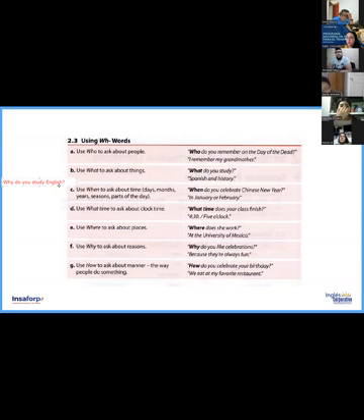El why lo vamos a utilizar únicamente cuando sea la pregunta. Ahora, cuando vamos a responder, vamos a utilizar el because. Why do you study English? Because it is necessary, right? Necessary. Necesario. Because my work needs to prepare me for my work. Entonces, siempre que tengamos el why, lo vamos a responder with a because.